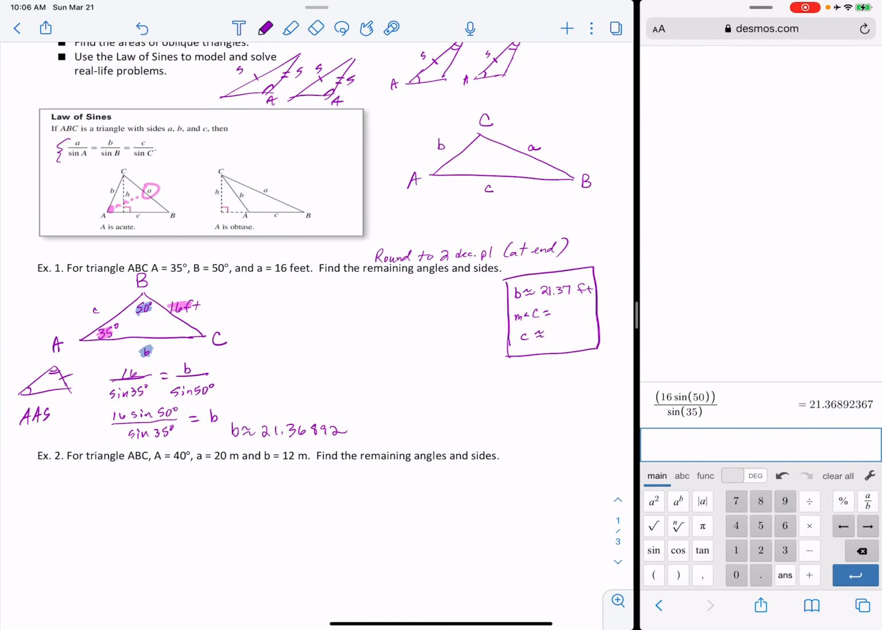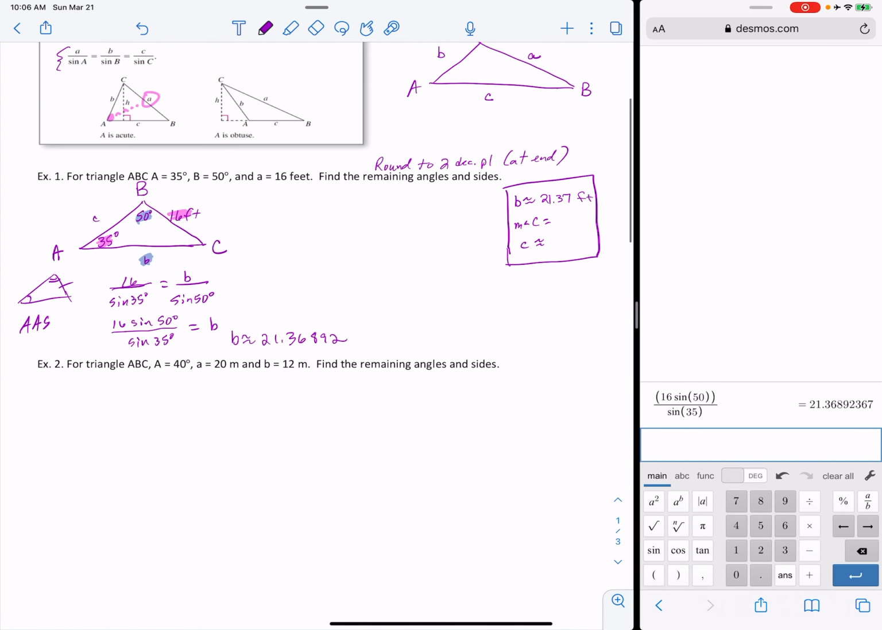And then I'm going to also need to set up to find C. Well, the measure of angle C, since you know 2 angles already, is just going to be 180 degrees minus the 35 degrees minus the 50 degrees. And so you can get an exact value for angle C, and it is 95 degrees. So now I know this is 95 degrees, and that's an exact value. And now I need to find little c.